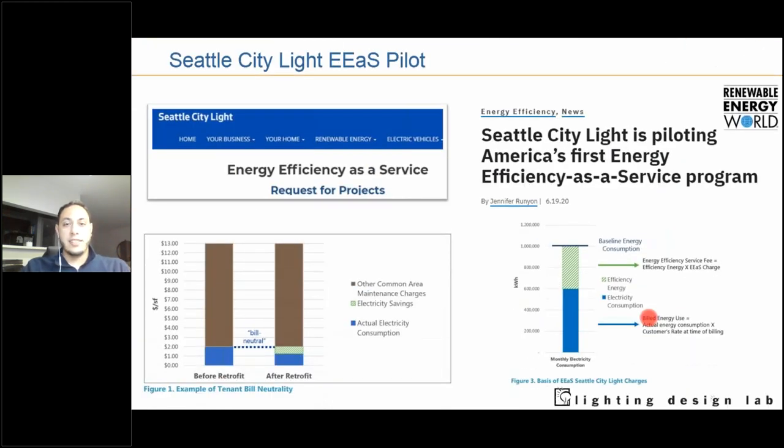Another point of awareness: Seattle City Light has an energy efficiency as a service pilot that started last year. In their base model, as I was describing, a customer is going to realize some savings after implementing a new smart connected lighting system, and the implementer will get their payment from those savings. The customer stays bill neutral.